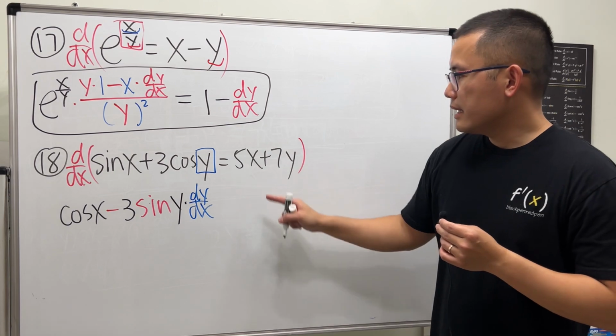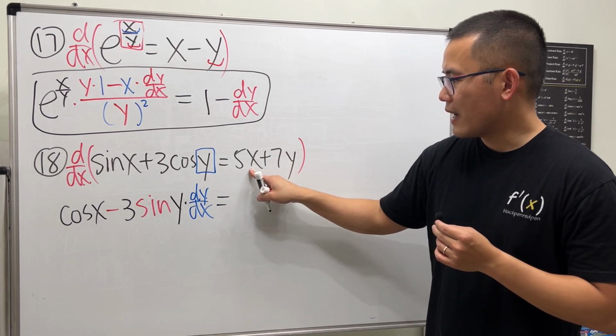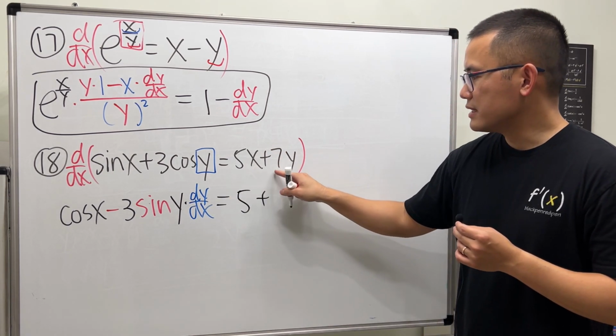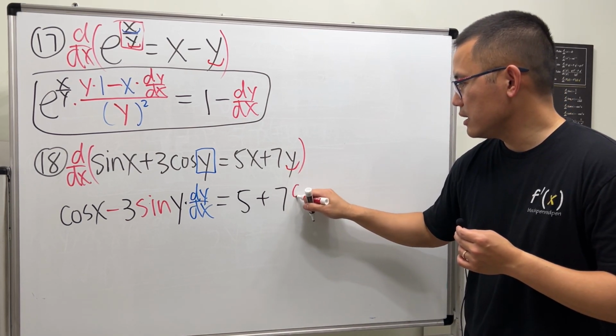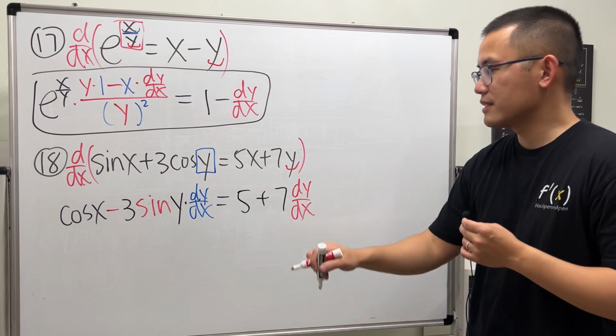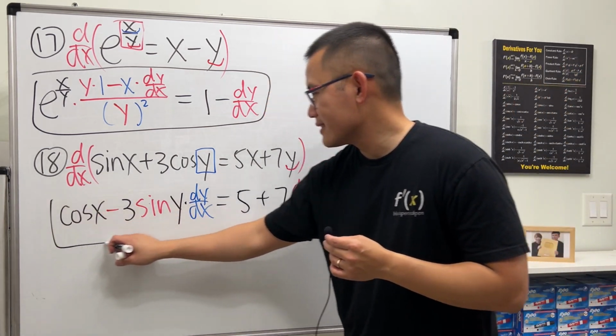Okay. And then the right-hand side, the derivative of 5x is the 5. The derivative of 7y is just 7. And then this thing here gives us the dy dx. Just like that.